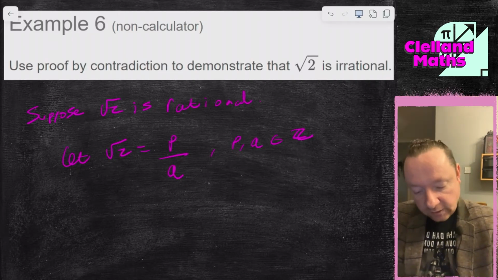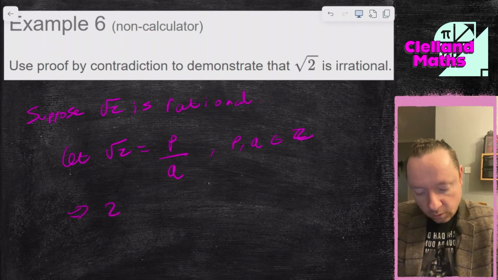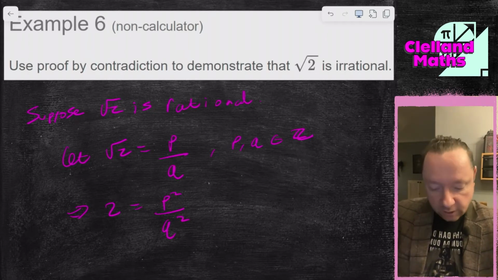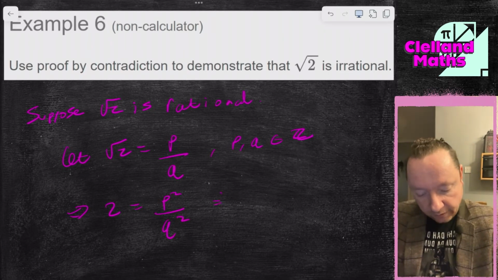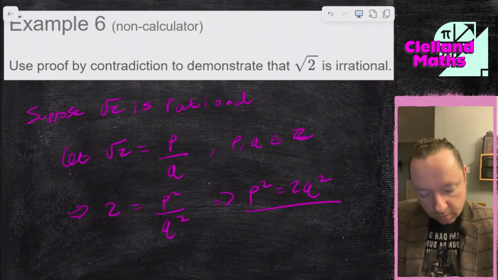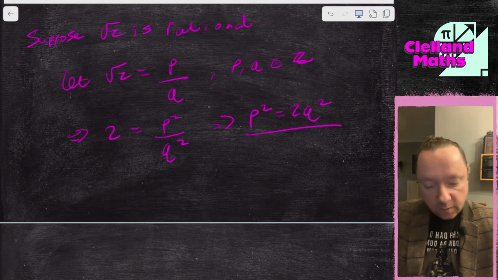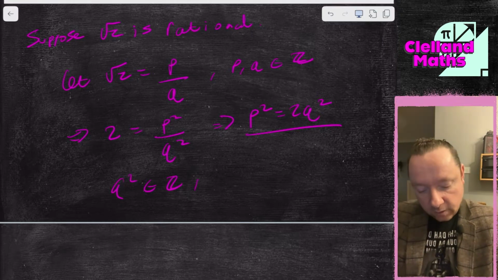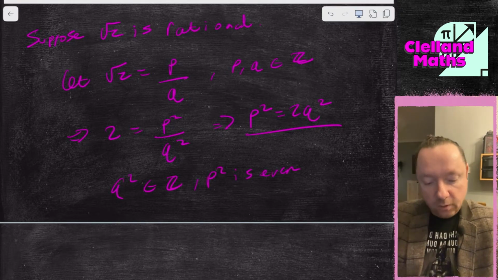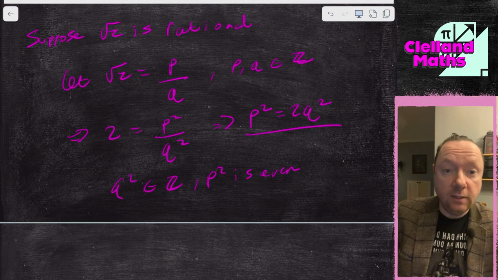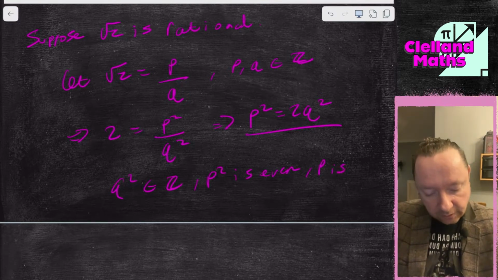So we're saying that statement, and now what can we do with this? Let's square both sides and see what happens. That implies that 2 must equal p squared over q squared if the first statement is true. So we can rearrange that to get p squared equals 2q squared. So far, so good. Now we know that since q squared is a member of Z, because q is an integer itself, then p squared is even, because we've got 2 times a number. And if p squared is even, hopefully you already know this, that implies that p is even.